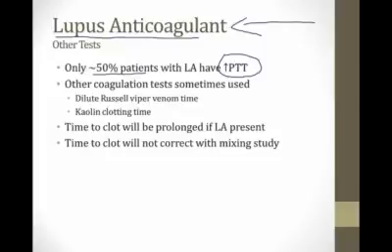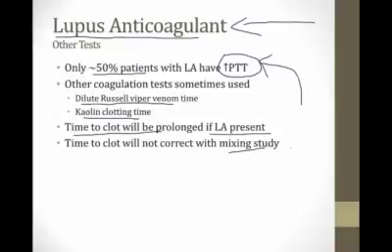These go by funny names like the dilute Russell viper venom test, where venom from a snake is added to a blood sample to make the blood clot. Another one is called the kaolin clotting time. These are both alternatives to the PTT test. They are substances that are added to make the blood clot, and the time to clot will be prolonged if the patient has a lupus anticoagulant present. And you can also confirm this with a mixing study. The time to clot will not correct with a mixing study.